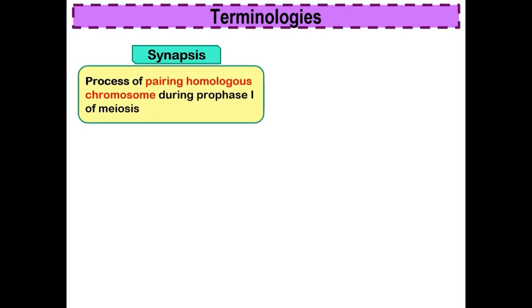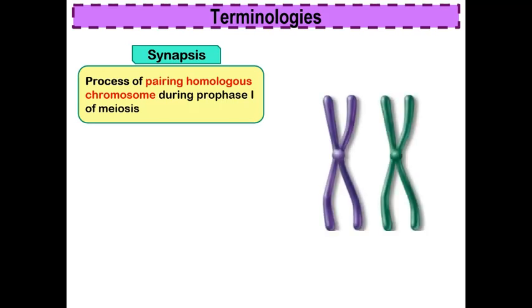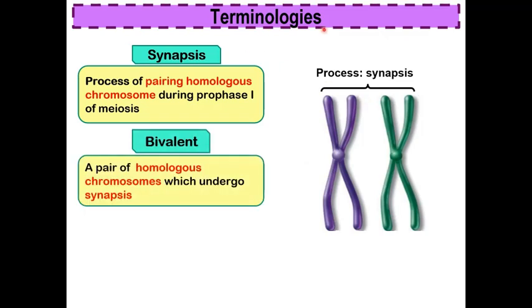Fourth is synapsis, the process of pairing homologous chromosomes during prophase 1 of meiosis. This is one homologous chromosome. So the process of pairing we call synapsis. Okay, next is bivalent, a pair of homologous chromosomes which undergo synapsis. So we can label this structure as bivalent.